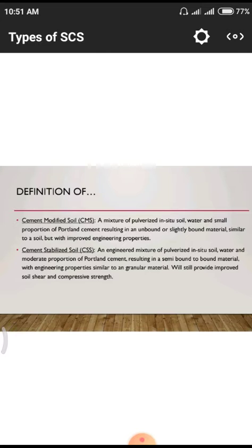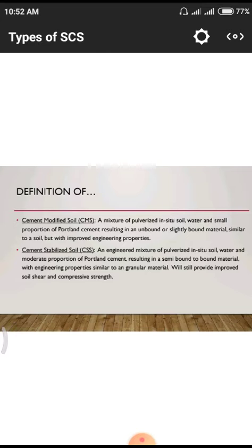In this case also, we take pulverized in situ soil, water, and moderate proportions of Portland cement. In the previous case, cement modified soils, we took only a small proportion of Portland cement, but in cement stabilized soil we take a moderate proportion of Portland cement. That means somewhat higher content than the previous one.